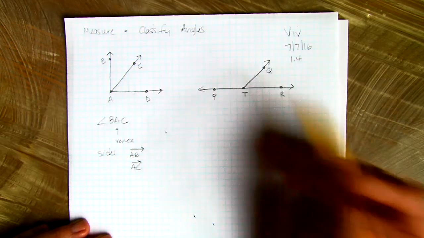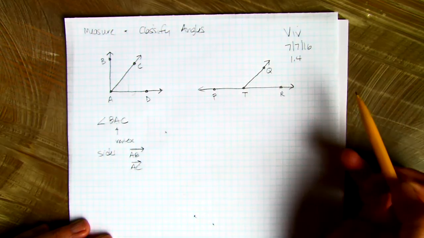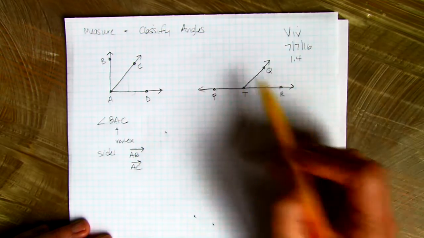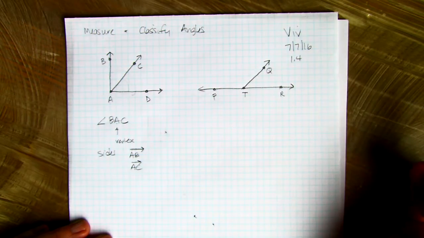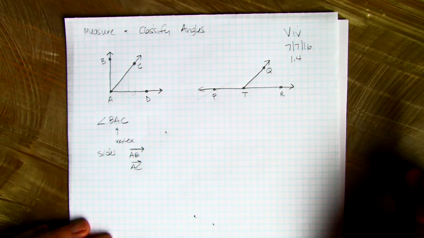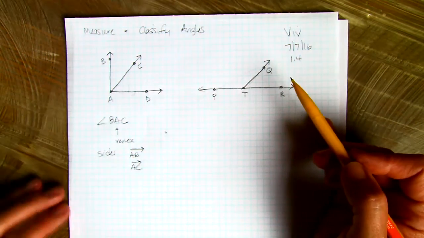Same thing here, I just can't refer to angle T. I can talk about angle QTR or angle QTP. And then again, incidentally, angle PQT does exist. We're not looking at it, but I could refer to angle QPT. Just because it's not drawn doesn't mean it doesn't exist.